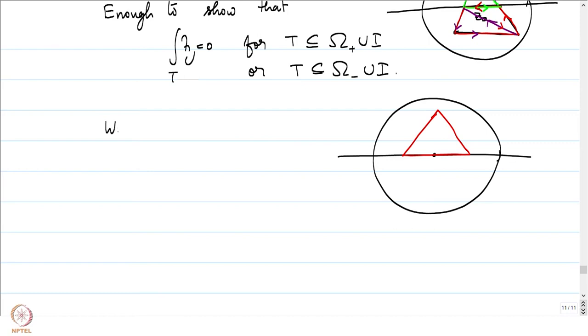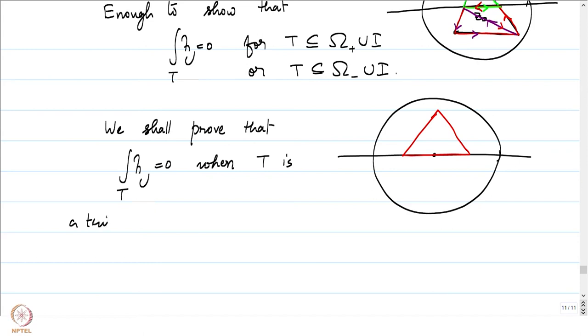So we shall now prove that the integral of g over T is equal to 0 when T is a triangular path. So let me now give some names to it. This is z1, z2, z3.